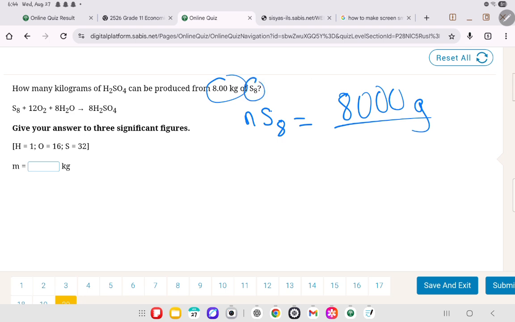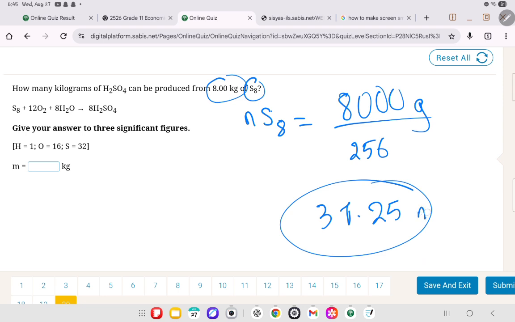What's the molar mass in this case? It's 8 times 32. What is 8 times 32? It's 256. So 8,000 divided by 256. What answer will we get? We will get an answer of 31.25. So this is the number of moles of S8, right? But what does this mean? This means that one S8 gave me how many moles? It gave me 31.25 moles.